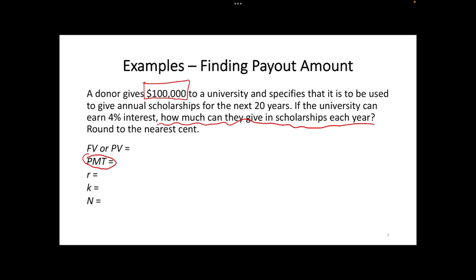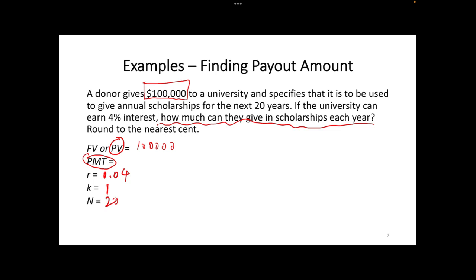Think about it, is that right? And in this case, 100,000 is the initial annuity value. R is 0.04. K, what about K? Annually, so K equals 1. N, this time, is 20 years. Think about it, does that match your expectation?